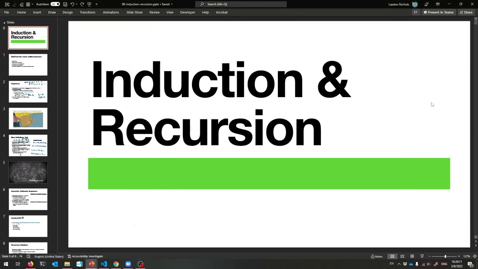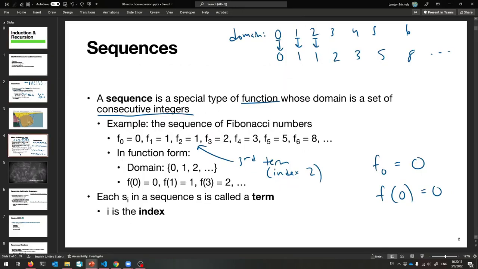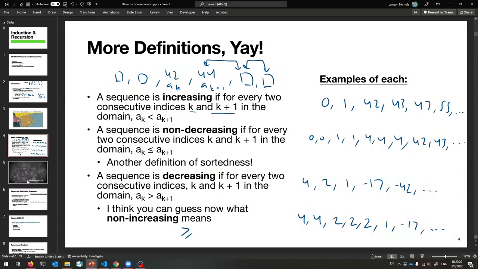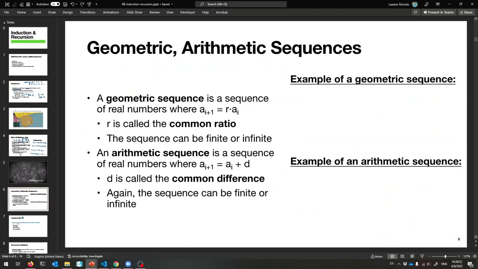All right, welcome back to the induction and recursion slides. Let's keep on trucking. We only had a sneak peek of it last time. We talked about sequences and some special properties of sequences. Let's talk about some more kinds of sequences, because why not? Two common types of sequences that exist in the wild are called geometric and arithmetic.